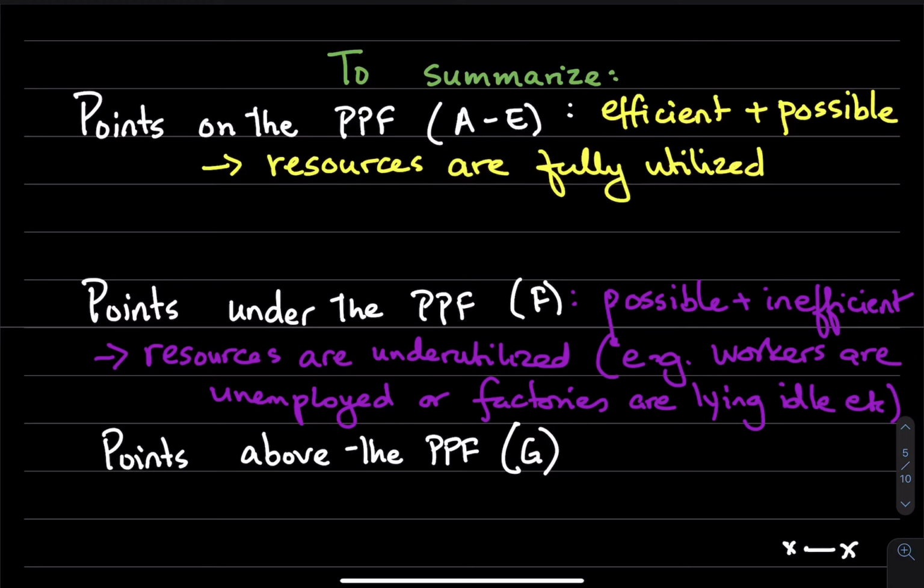And any point that is above the PPF is impossible or infeasible. We'll talk a little bit about how we can get to that point with economic growth or with international trade. So chapter 3 is completely devoted to studying international trade and how we get to a point like G, which is above the production possibilities frontier, where we are able to produce more of both goods, like iPads and masks.